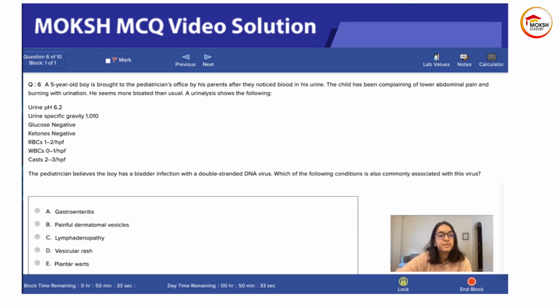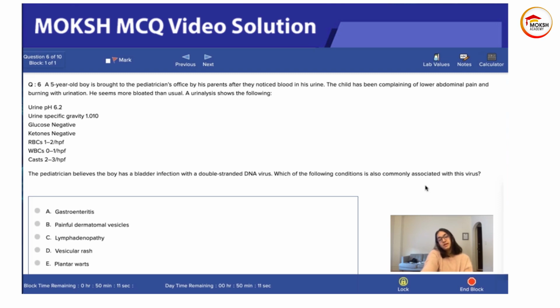Urinalysis shows a pH of 6.2, specific gravity of 1.010, glucose negative, ketones negative, RBC 1 to 2, WBC 0 to 1, CAS 2 to 3. The pediatrician believes that the boy has a bladder infection with a double-stranded DNA virus. Which of the following conditions is also commonly associated with this virus?